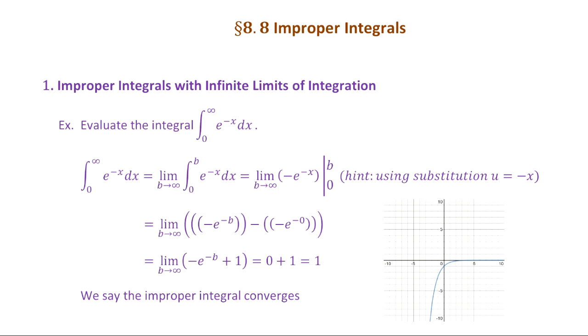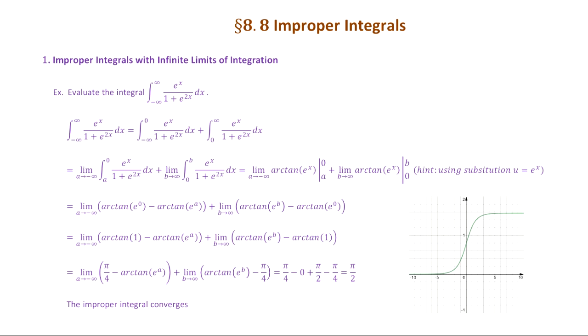This time we do get a final number for the answer of this improper integral. And we say the improper integral converges. So you got a finite number, so we say it converges. If you don't get a finite number, we say it diverges, as in the previous example. All right? Any questions on this problem? No questions. Okay, then let's do one more problem.